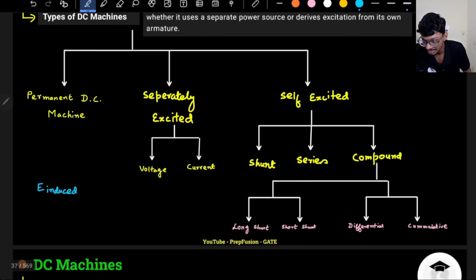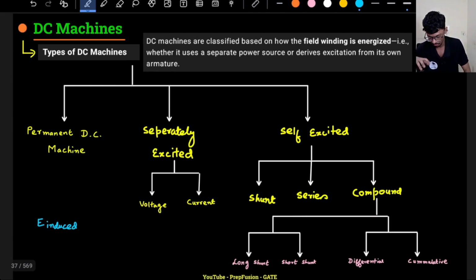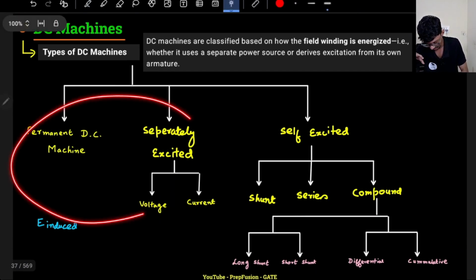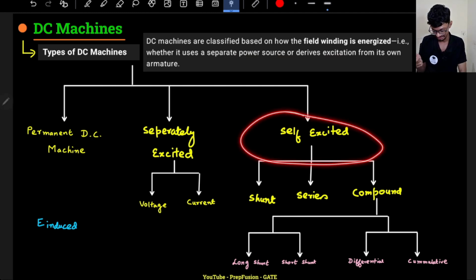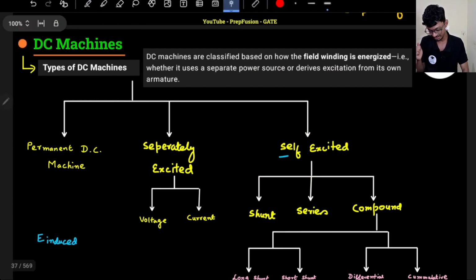Now let's discuss the types of DC machine. Today we will try to cover only the separately excited DC machine. There are many types of DC machines. DC machines can be classified on how the field winding is energized, as I discussed previously, whether it uses a separate power source or derives excitation from its own armature voltage. Armature coils also generate a voltage, right? If I am able to provide the field current using its own armature voltage, then it is known as self-excited. Otherwise, it is known as separately excited. And there is one more kind of DC machine known as permanent magnet DC machine.